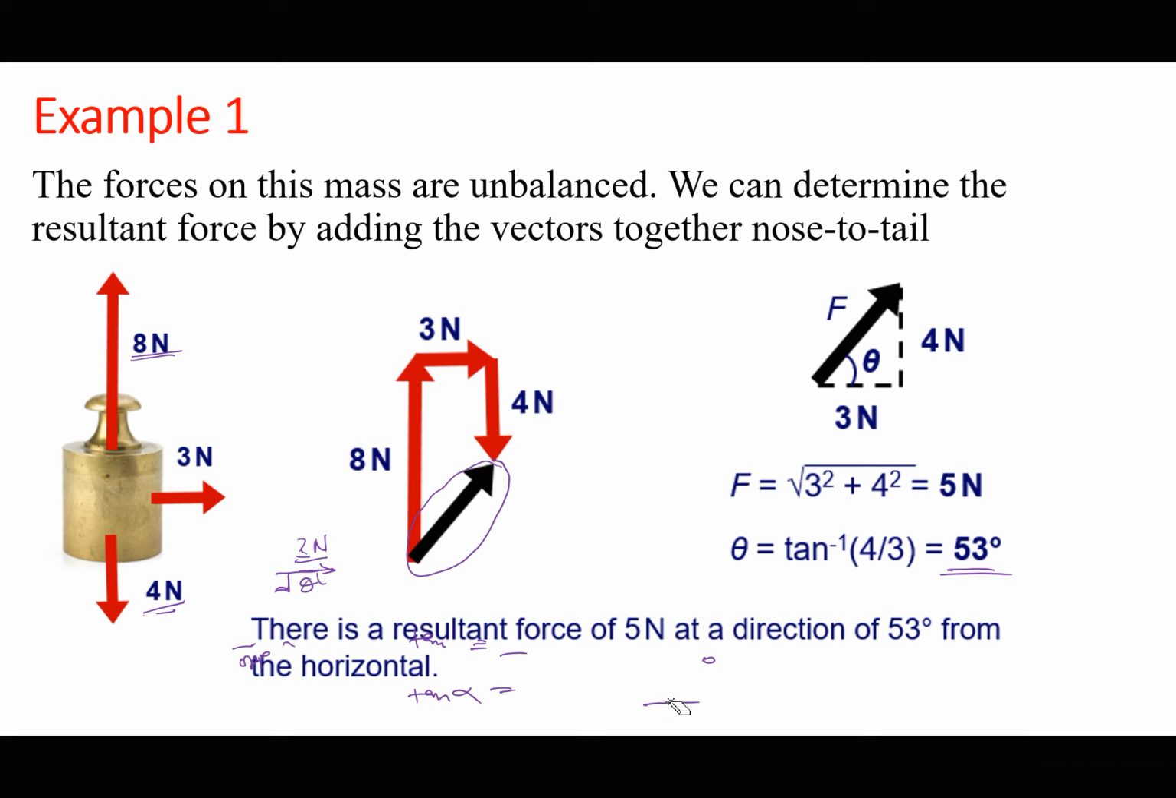Let me rub off this so people can see this. Because the force is a vector, the resultant force is 5 newtons at a direction of 53 degrees from the horizontal. So that is if we find the angle with the horizontal. We could also state the same with the vertical, which would be 5 newtons at a direction of 37 degrees from the vertical.